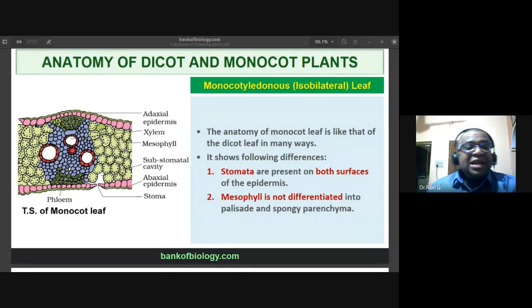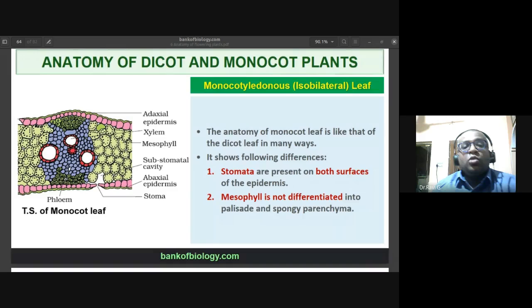So the anatomy of monocot leaf is similar to that of dicot leaf, except it has some differences. Stomata are present on both surfaces of the epidermis. The upper epidermis has a group of large cells, and those group of large cells, we call the bulliform cells or motor cells. That has not been labeled here, but it is very important.